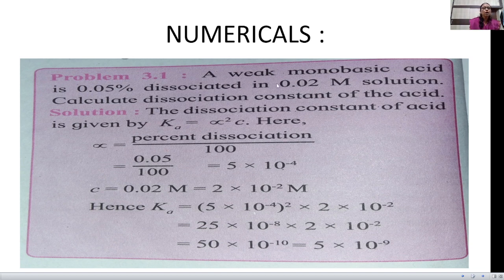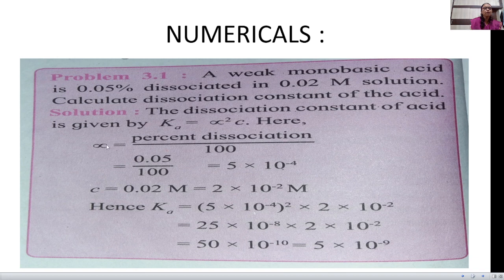And given 0.02 molar. See the unit, capital M, means this is a concentration given, concentration of solution. And we have to calculate the dissociation constant of the acid. What is the symbol of the dissociation constant of acid? That is Ka. Means we have to calculate Ka, and here C and percentage dissociation are given. Then the formula used is Ka equal to alpha square C.